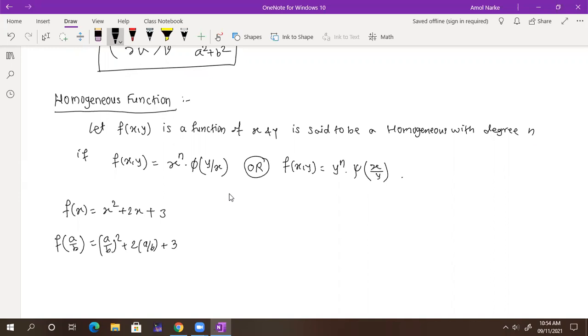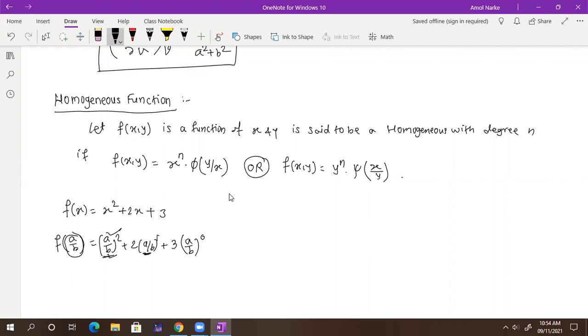So when I say my function is in terms of a divided by b, it means every term should have a by b. Here nothing is there, it means what? a divided by b raised to power 0. So they have the same power at numerator and denominator. You can see here 1 power, 2 power, 0 power. So this is what phi of a by b is.